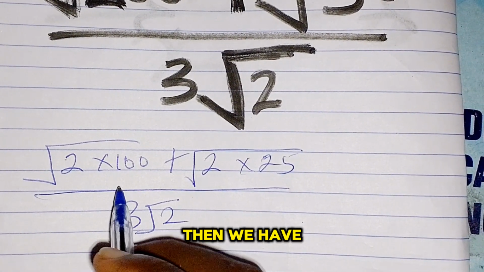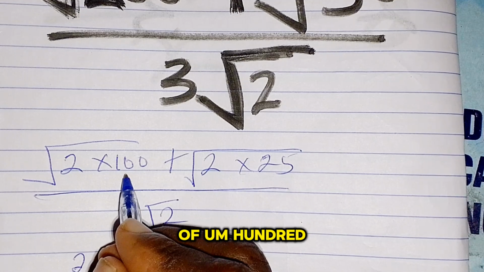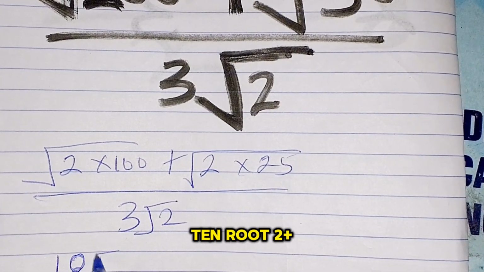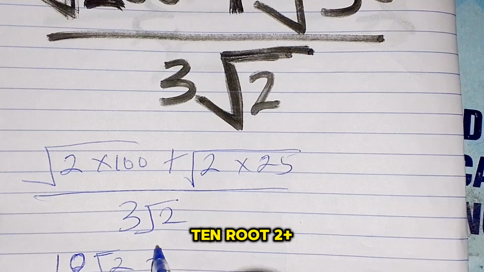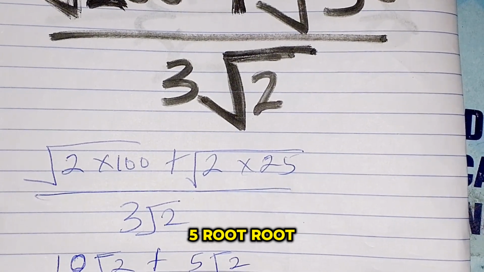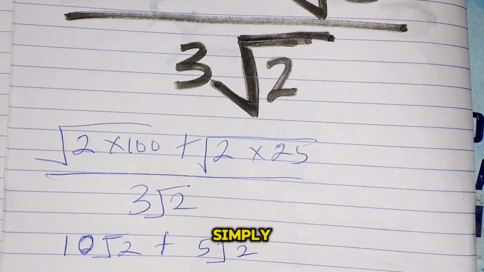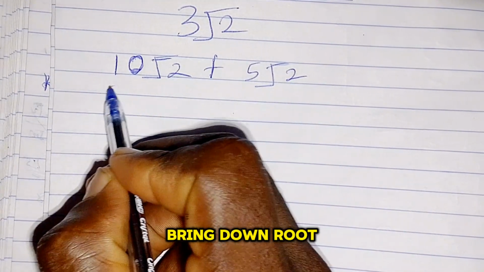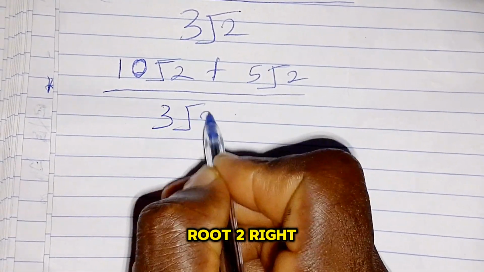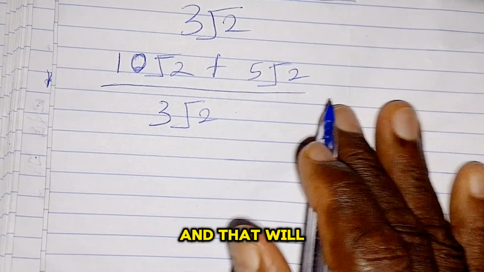And then we have the square root of 100 is 10. So we have 10 root 2 plus the square root of 25 as what? 5 root 2. And then what do we do next? We simply bring down 3 root 2, right?